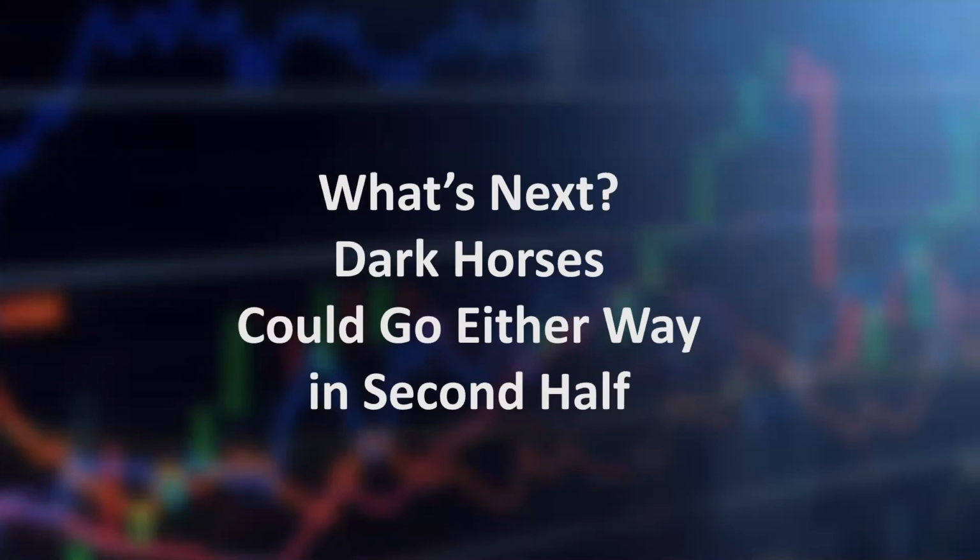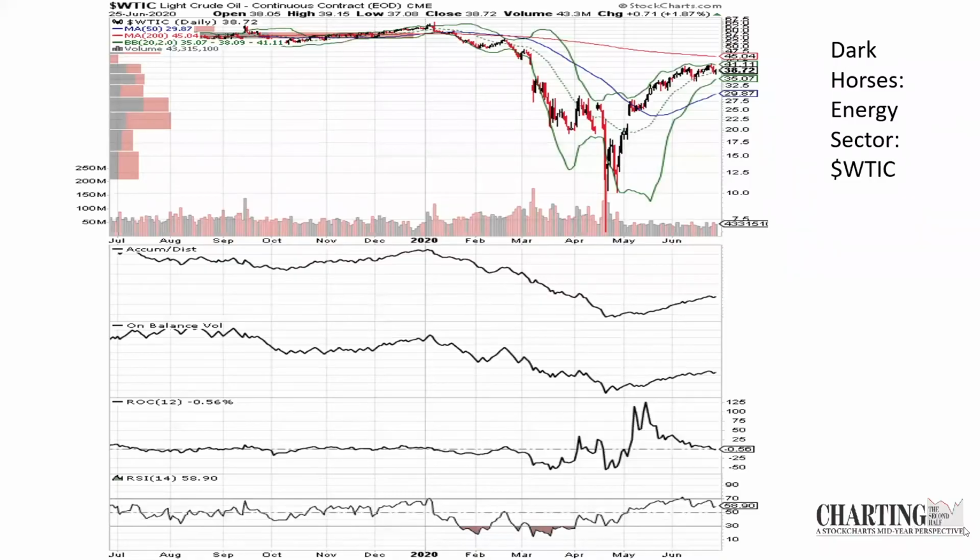So let's figure out what's next. Okay, I have some dark horses, and these are the sectors that could go either way in the second half, and much depends on all those factors we talked about, especially what the Federal Reserve does and how the economy responds. One of the worst hit sectors of this year has been energy, and so I want to look at crude oil prices. We see that they collapsed, and it's amazing that prices went down to $7.50 earlier in the year.